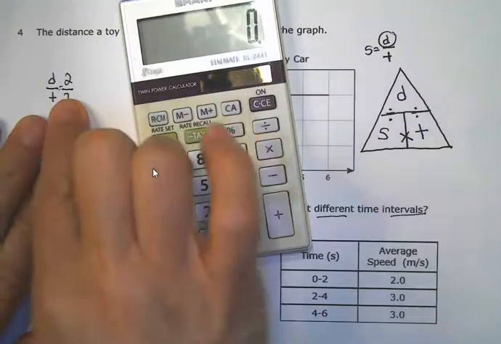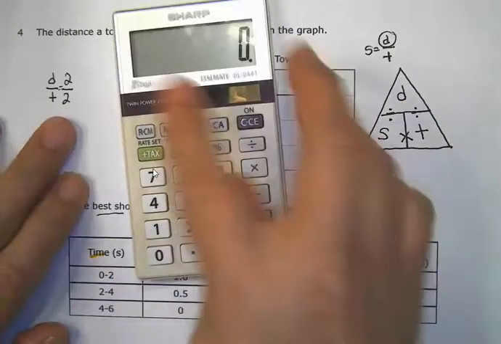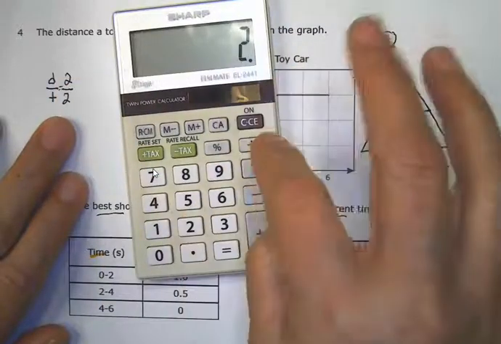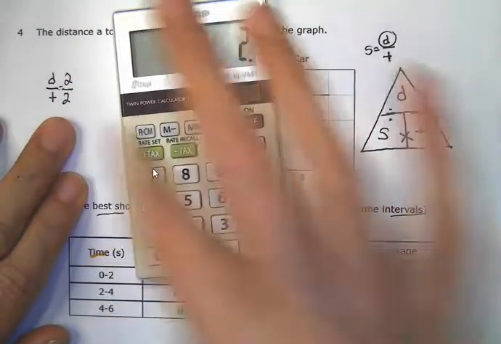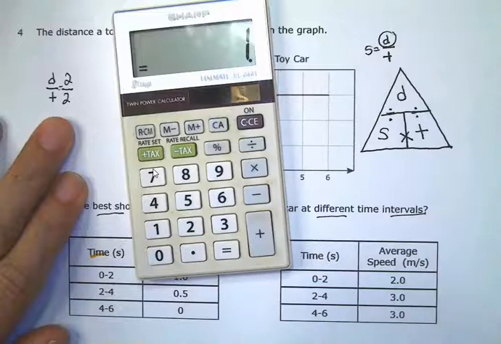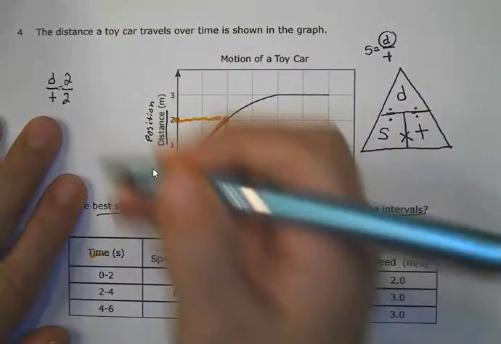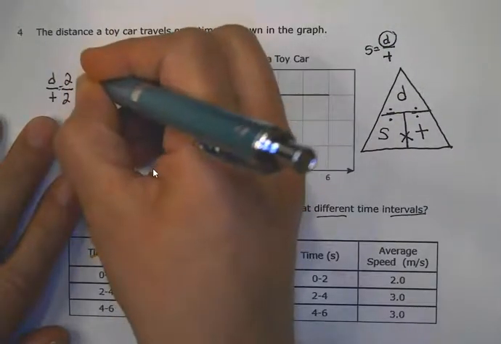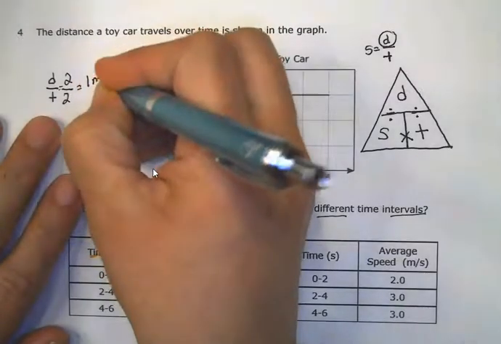So I'm going to get my calculator. When I have division, I have my division sign. So I'm going to put my number that is at the top first, 2, divided by the number at the bottom, 2. And that gives me 1. So then my answer right here equals 1 meter per second.